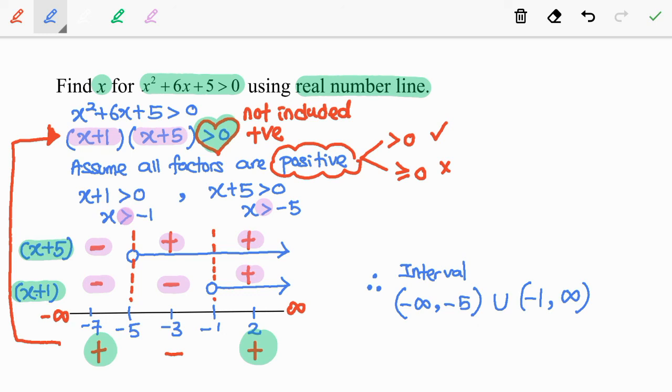Besides this, we also can write our answer in set notation. So we have x is less than negative 5 union x greater than negative 1.